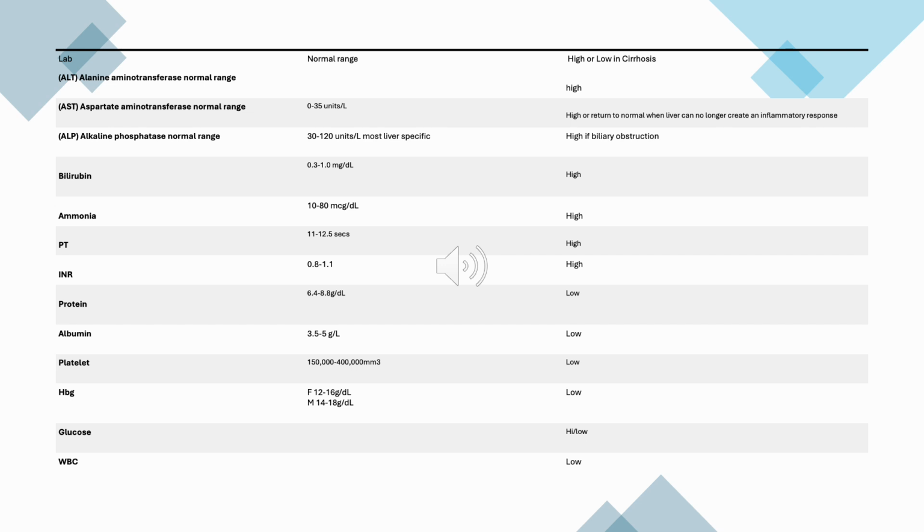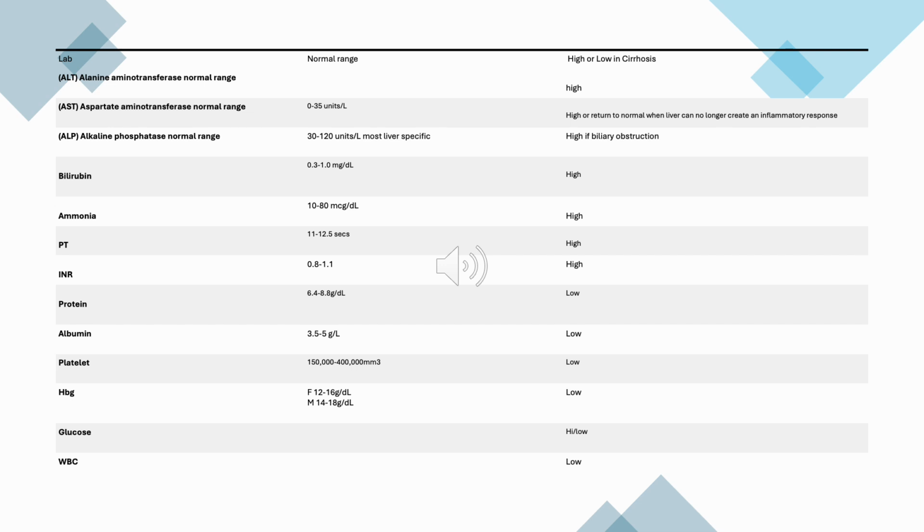PT will be prolonged. If the PT is prolonged and the patient is bleeding, they're going to need vitamin K and FFP, fresh frozen plasma. It has all the clotting factors. You're going to give it as soon as it comes because it's frozen and there's only a short amount of time that if you don't use it, the clotting factors are going to get used up. So it needs to go in immediately when you get it.